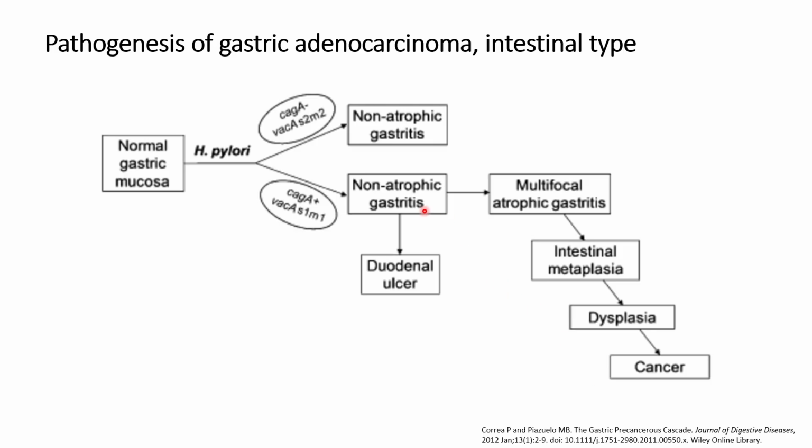Alternatively, the person may develop a duodenal ulcer or peptic ulcer disease. Usually, patients with atrophy do not develop an ulcer, because people with atrophy have a decrease in the number of parietal cells, and parietal cells secrete gastric acid. So with atrophy, there are fewer parietal cells, so there is less acid. So the patients usually do not develop ulcers. So the persons with ulcers usually do not have atrophy.